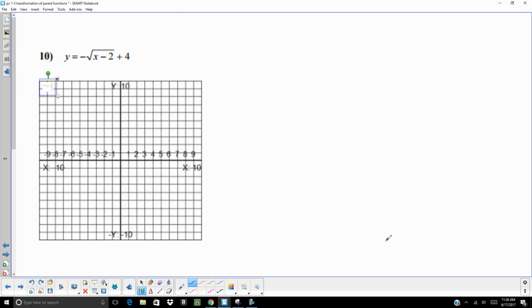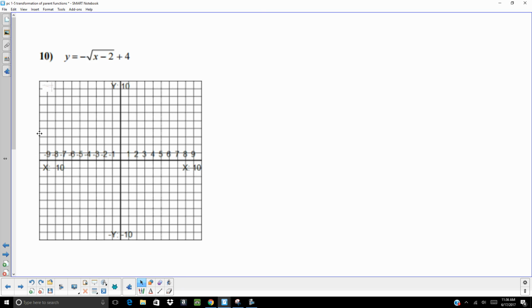So on this one, we need to describe the transformation. And if you did not know how to do any of this, what you could do is make a t-table. A t-table is always an acceptable approach if you don't know. But I look at this and I go, hey, this isn't square root. I know what a square root looks like. And then I'm going to notice a couple different things. I've got that -2. That means it's going right 2. That +4 means it's going up 4. And that negative sign in front means it's a flip over the x-axis.